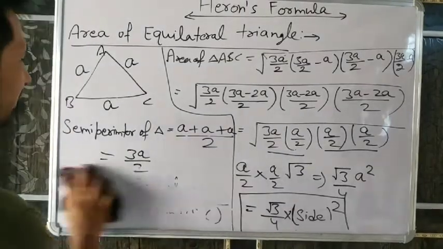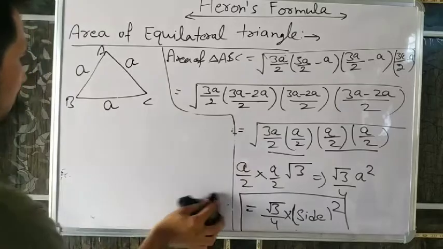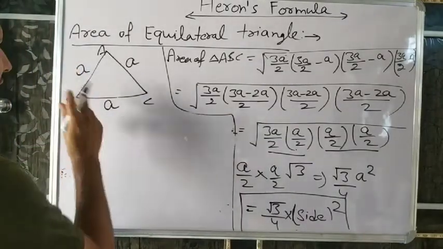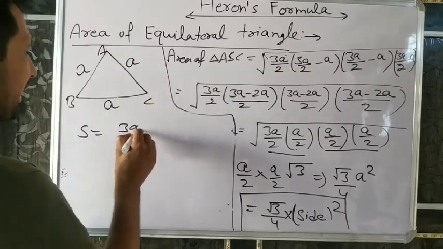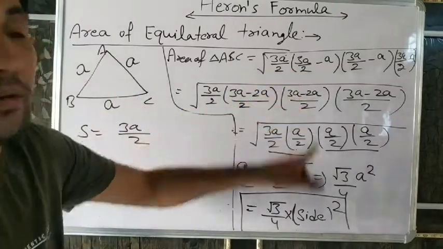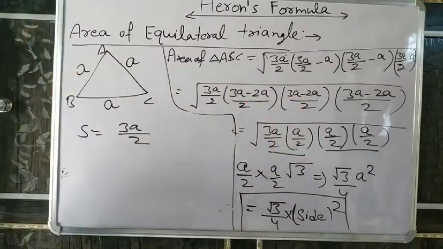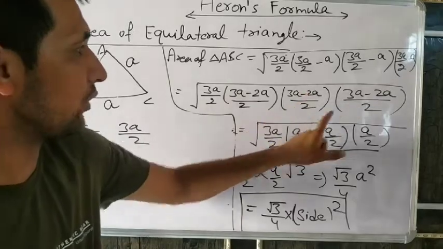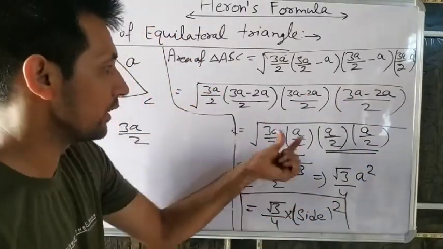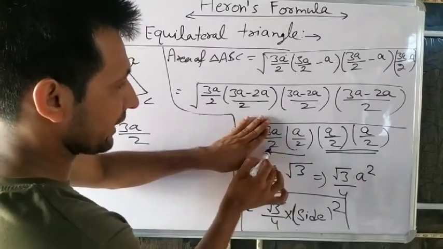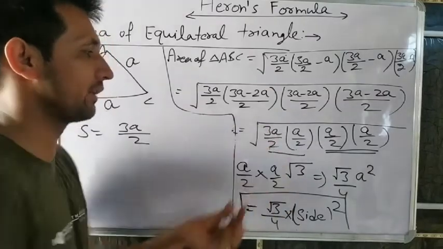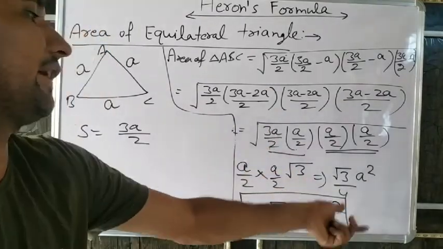Do you understand? First we find the semi-perimeter S: A plus A plus A, 3A divided by 2. Then put the value of S and all three sides in the formula, and in the end we get this. Look, A by 2 pairs come outside, A by 2. 3 multiplied by A by 2, and again a pair A by 2 comes outside, and inside what remains? Root 3, and it becomes this.